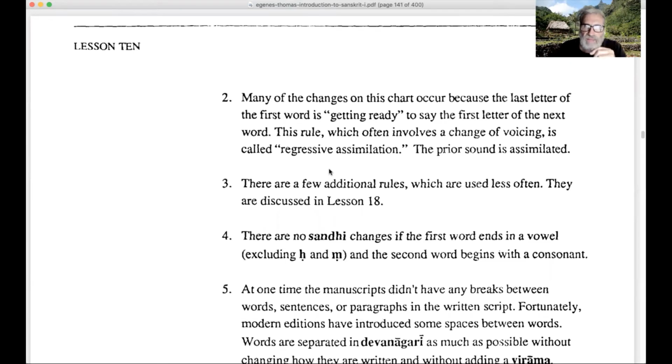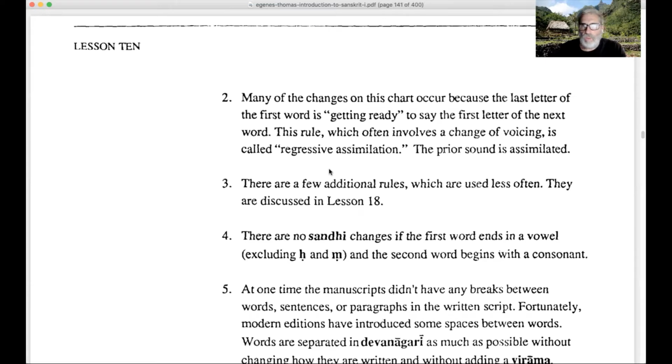So now it says, many of the changes on this chart occur because the last letter of the first word is getting ready to say the first letter of the next word. What a great way to explain it. That's an easy way to understand. I was trying to say that. He said it in a much simpler way than I did.